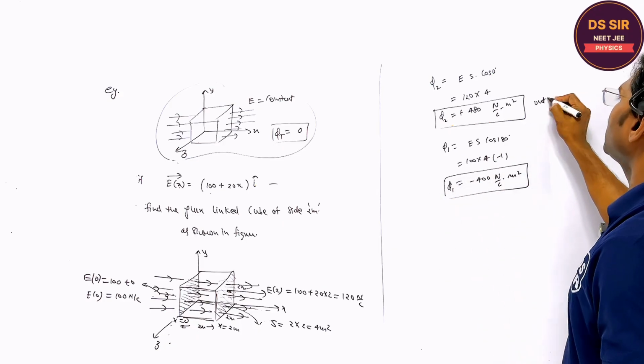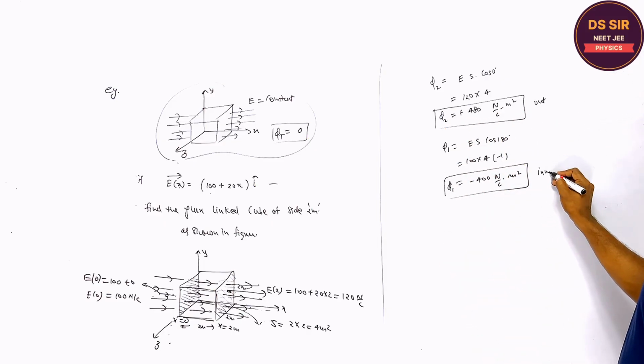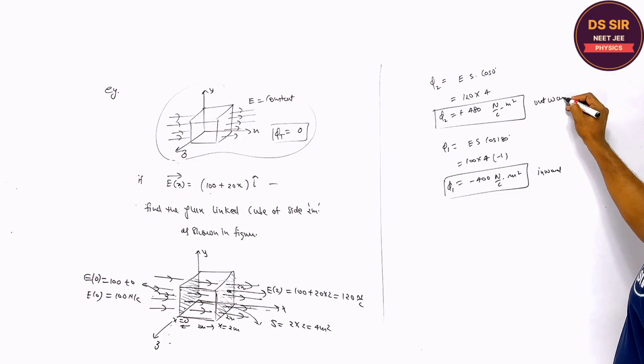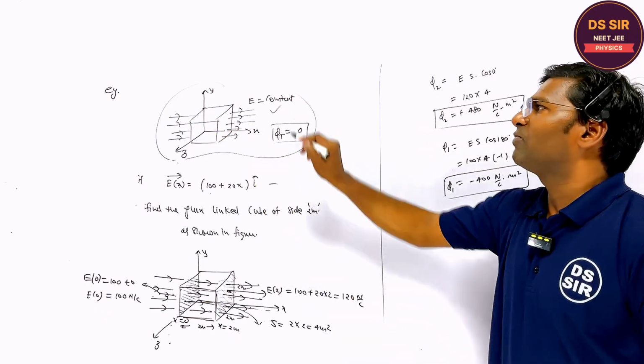This is the outward flux. Outward flux is always out and it is positive. This is the inward flux, right? In this case, the outward and inward flux were the same because the electric field was constant.